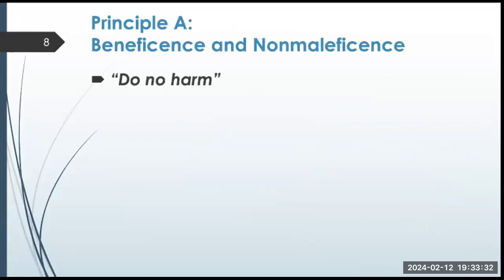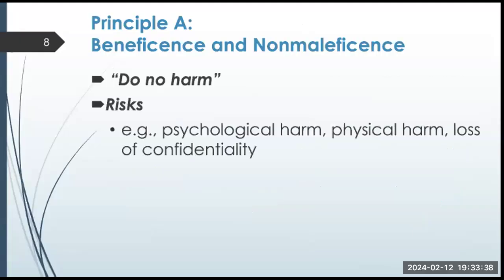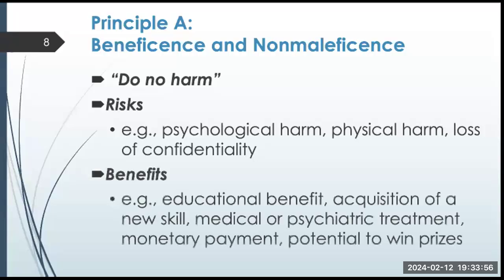Okay, beneficence and non-malfeasance. The way to summarize that is do no harm, right? Remember, there are 3 levels of study, and 3 levels of risk in the study. So you need to consider that. Types of risks are psychological harm, physical harm, and loss of confidentiality. Those are 3 main types of risks that we need to consider as researchers. And that is what the IRB is going to look at.